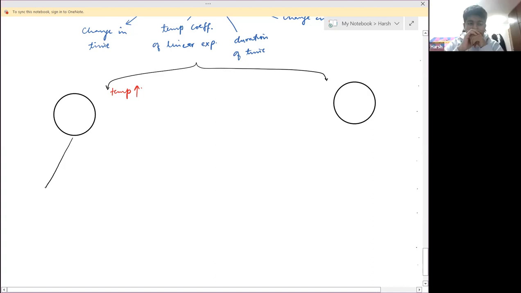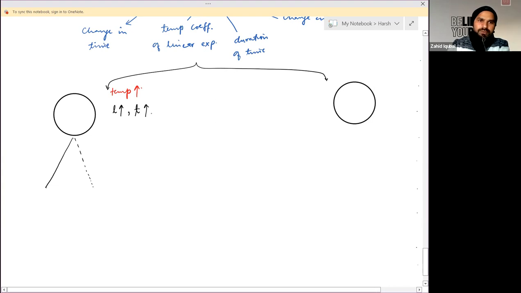So increasing temperature will tend to increase the length of the pendulum or string from this point to this point. So increasing temperature will increase its length, and consequently the time period of oscillation will also increase. Is it clear?